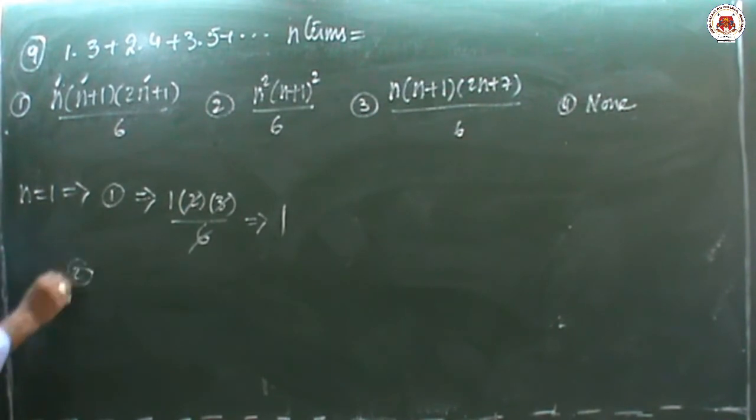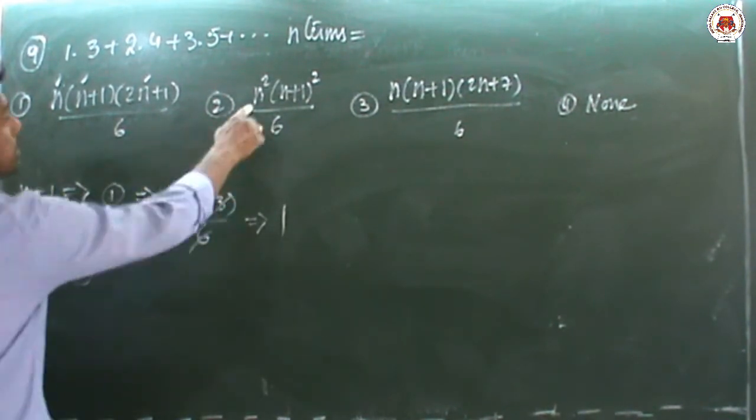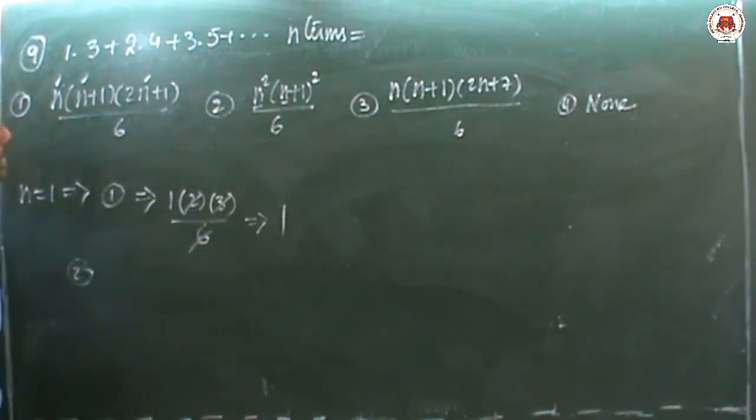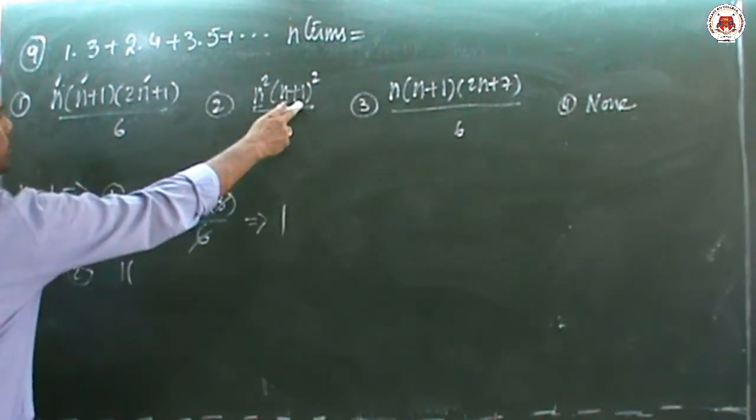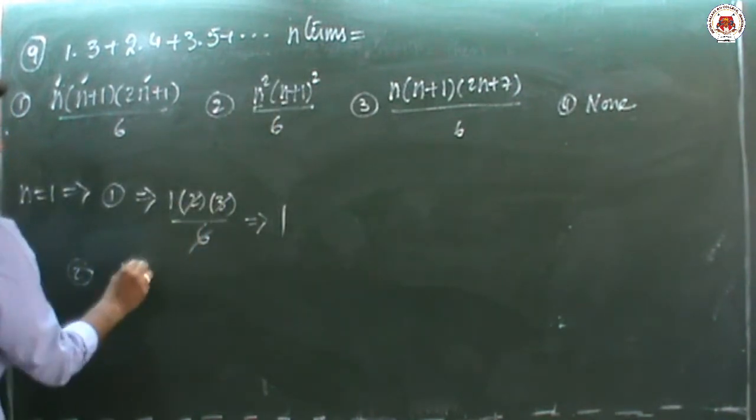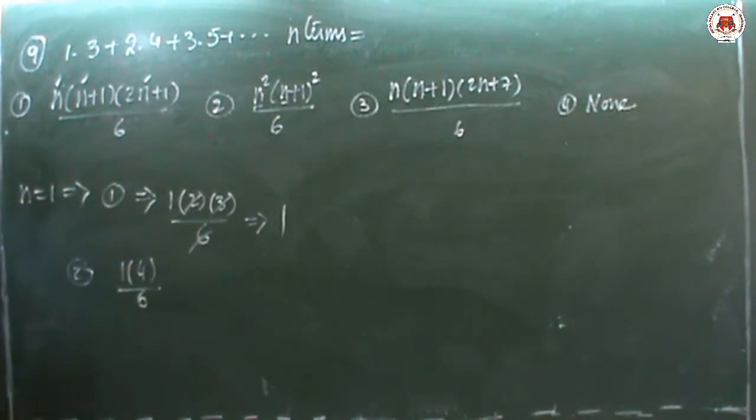Now we will go to the second option. In the second option, in the place of n write down 1. 1 square means 1. Here 1 plus 1 is 2. 2 square is 4 by 6.